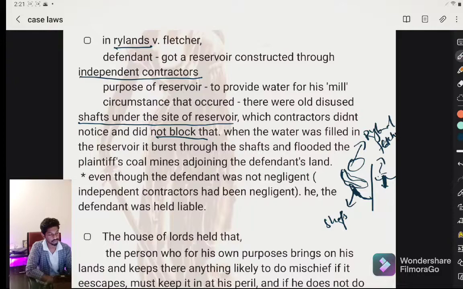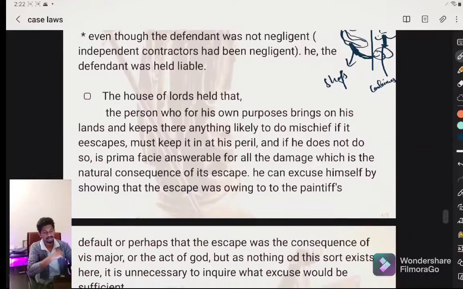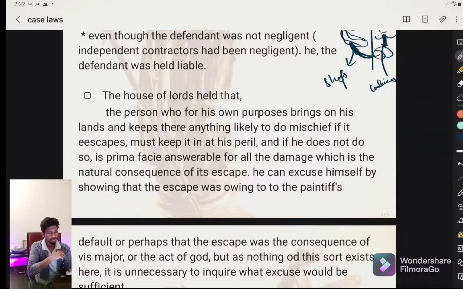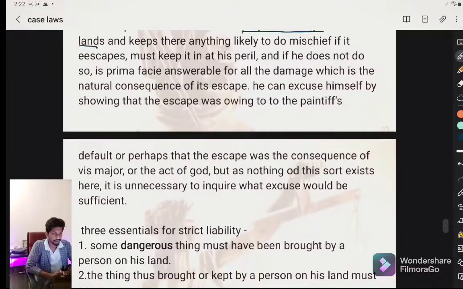So after some time, the water burst through the old shaft and ran into Fletcher's coal mines. These are coal mines, for instance. I'm sorry, I'm so bad at drawing. After damaging his property, he claimed compensation, and it has been stated that the person who for his own purposes brings onto his land any hazardous substance, and if it escapes, is prima facie answerable for all the damage which is the natural consequence of its escape. So he might, under this law, be liable for the damage he had caused.